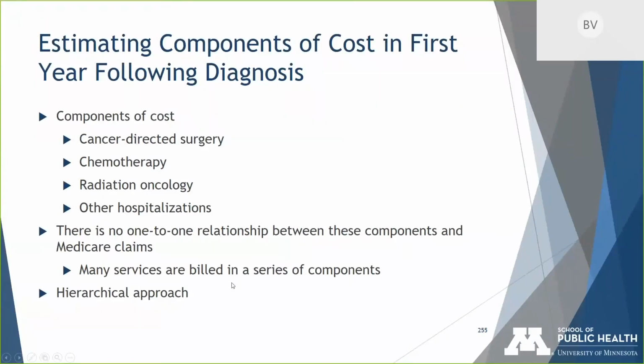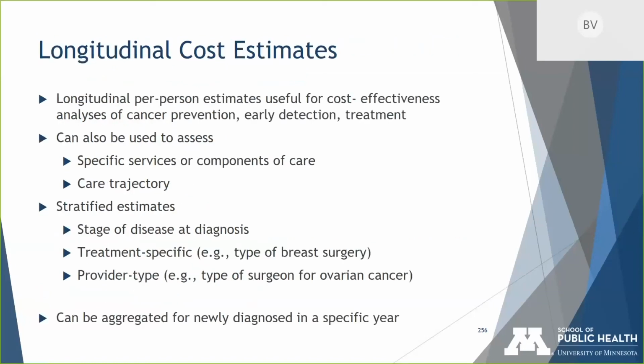And so we really need a hierarchical approach when we're analyzing these, though, because remember most of these things are billed across multiple claims, and so you'll need to sum them up to get one. If you want everything that's associated with hospitalizations, you may need to include multiple components. You may also be interested in looking at longitudinal cost estimates, and again, SEER-Medicare data are well suited for this.